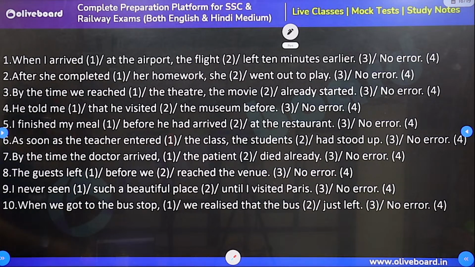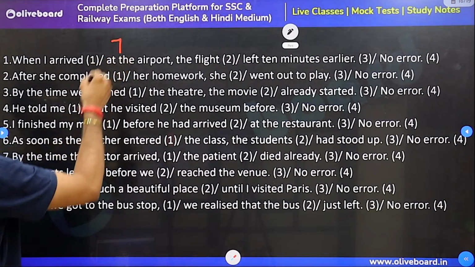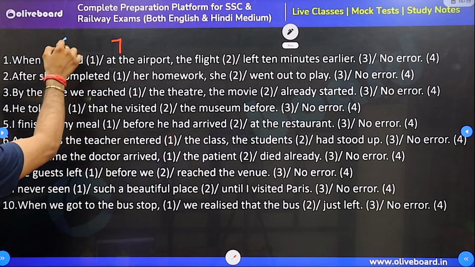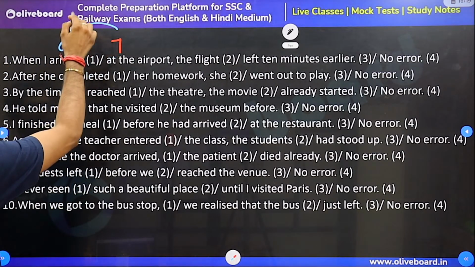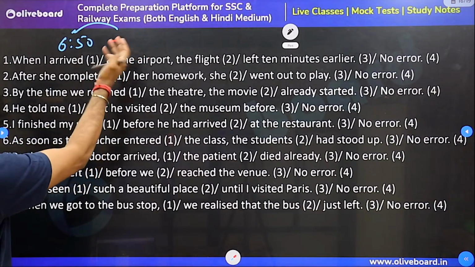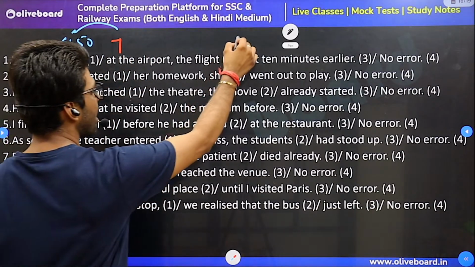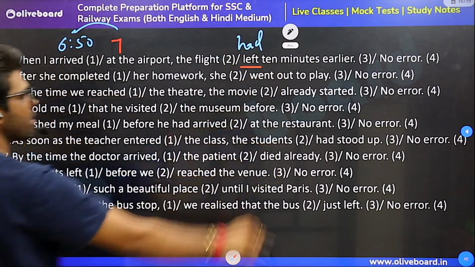Say I arrived at the airport at 7, but the flight left 10 minutes earlier, at 6:50. That means it happened first, and the other happened later. So when it happened, it already had happened. Exactly, the flight had left 10 minutes earlier.